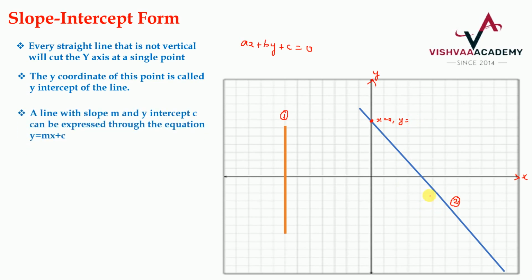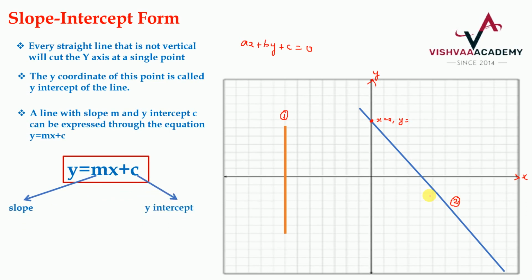A line with slope m and y-intercept c can be expressed through the generalized equation y is equal to mx plus c. When we write the straight line equation in this form, we can say m is the slope and c is the y-intercept. I hope you are very clear now. Based on this, we are going to solve an example problem.